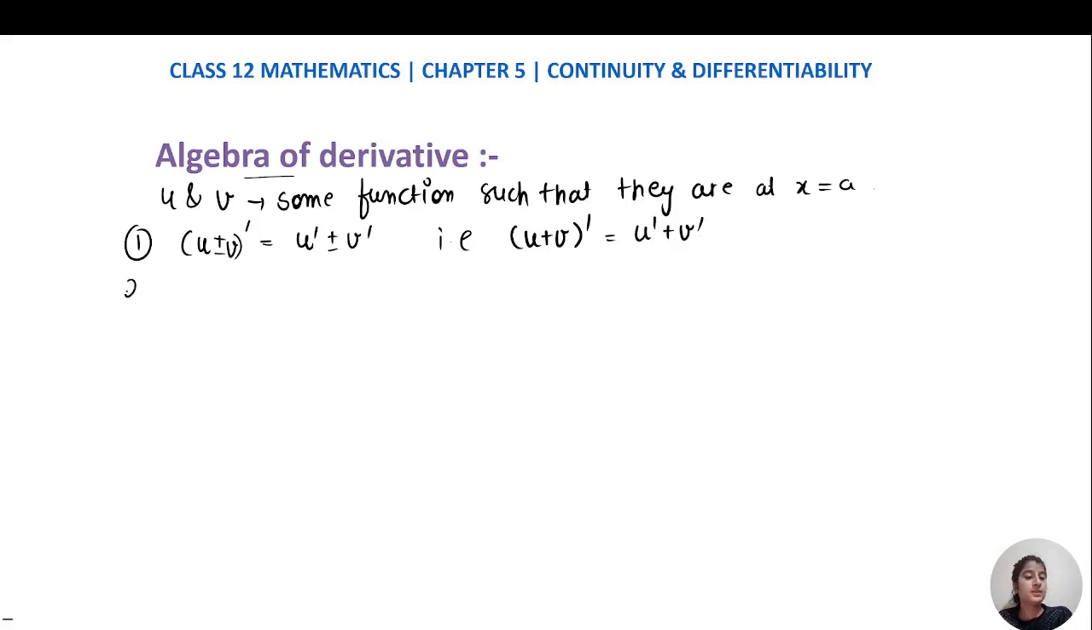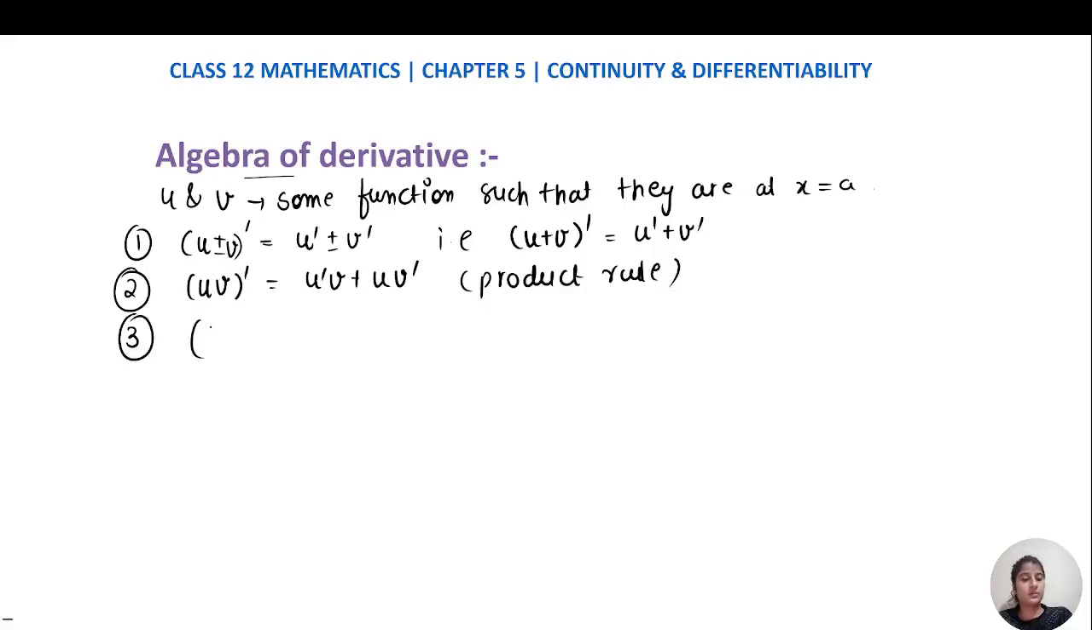is nothing but u dash plus v dash, that is, differentiation of u plus differentiation of v. Then the second one is the differentiation of the product, u dot v, which is given by u dash v plus u v dash. This is called the product rule. Then another one is the differentiation of their quotient, u by v, where v is not equal to 0 at that point. So (u by v) whole dash is given by u dash v minus u v dash divided by v square. So this is our algebra of differentiation.